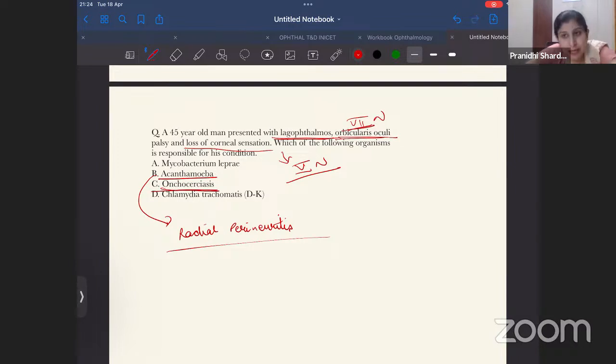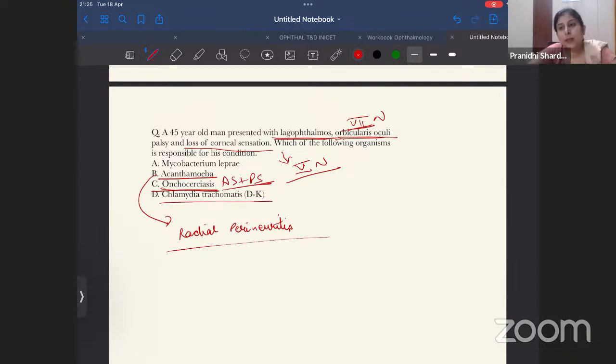Onchocerciasis or the river blindness, not seen in India, causes vision loss by causing keratitis. It can cause vision loss due to optic neuropathy, chorioretinitis. It can affect the posterior segment of the eye as well as the anterior segment of the eye, but it does not affect the eyelids.